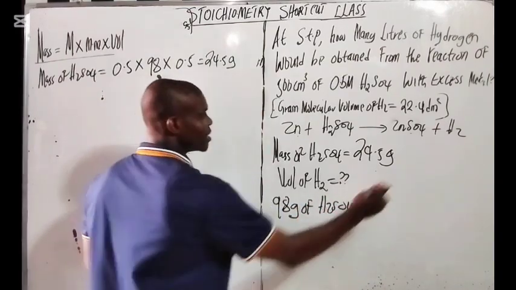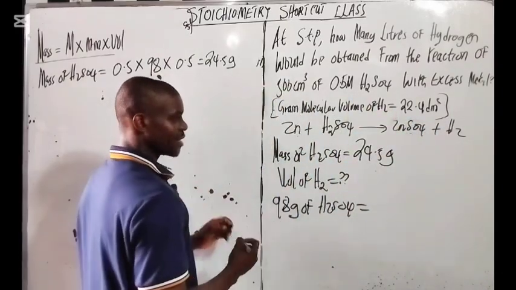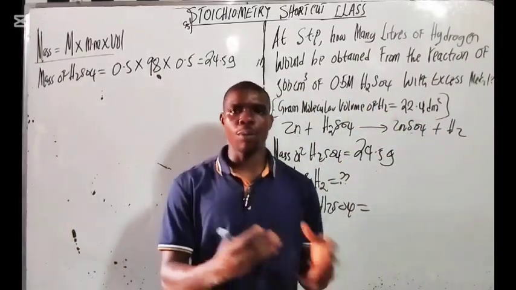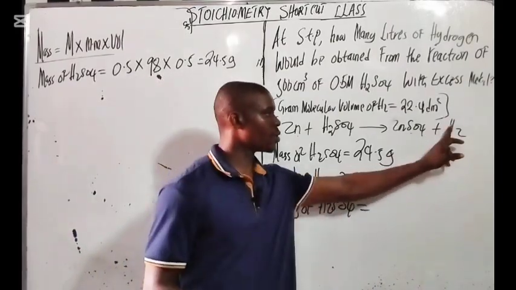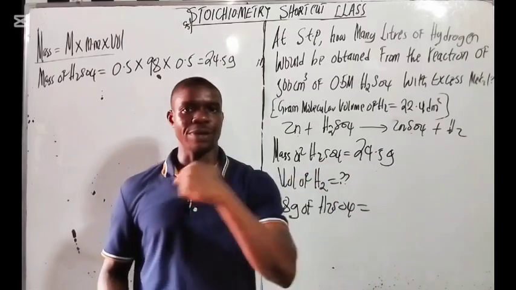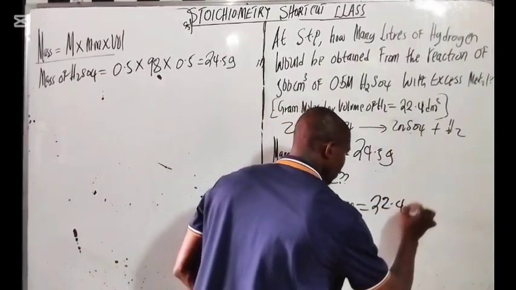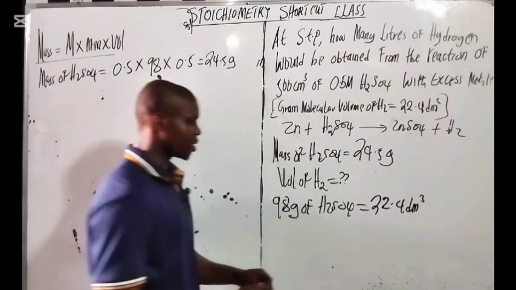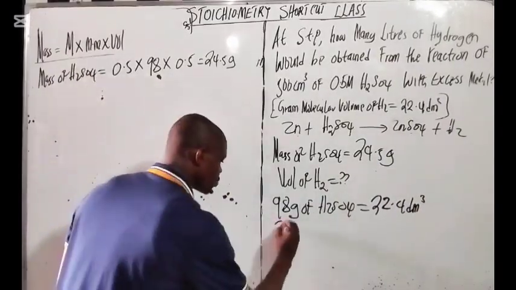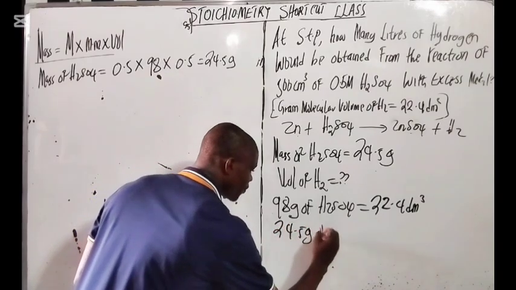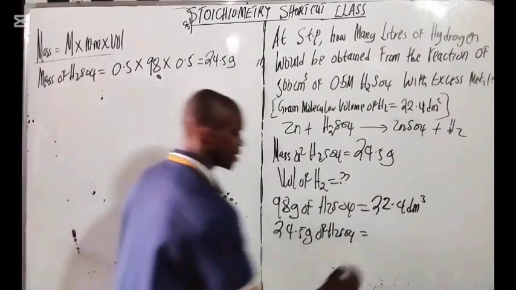Now let's look for the volume here because they asked us to calculate the volume at STP. Remember, one mole of any gas equals 22.4 dm cube of that gas. So here we have 1, so the volume is going to be 1 times 22.4 dm cube. This is that. Now remember, they gave the mass of this compound here, which is 24.5 gram of H2SO4 equals to X.